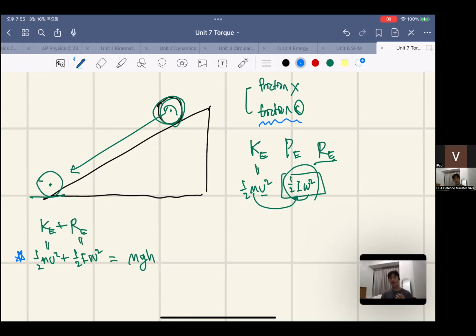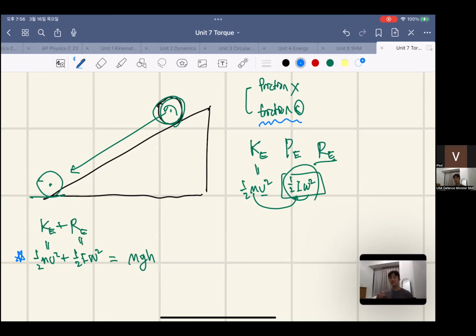And if there's friction, of course, in this system as a whole, there's no change in energy because in a closed system, energy is conserved. But if you only look at the ball, then the ball would lose its energy if there's friction present. It would lose its energy in the form of heat and probably sound when it rolls down the ramp if there is friction present.